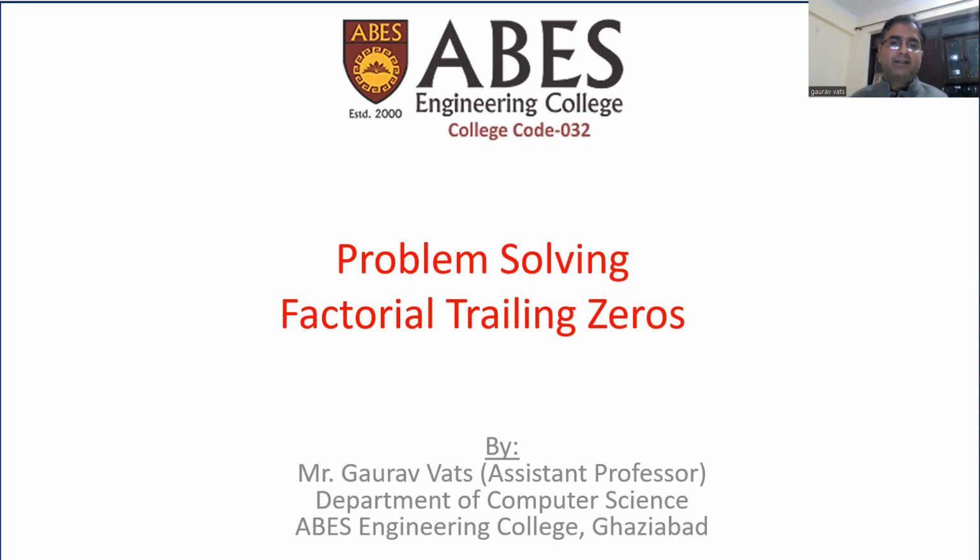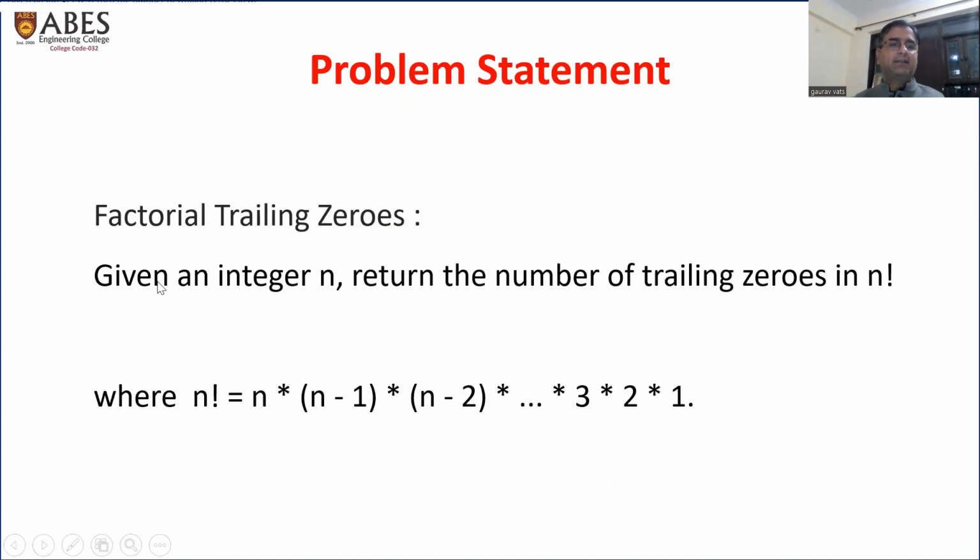Now coming back to my topic, that is factorial trailing zeros. So what is the problem statement? The problem statement says that given an integer n, return the number of trailing zeros in factorial n. As we all know, factorial n is n into n minus 1, n minus 2, up to 1. We all know what factorial is.